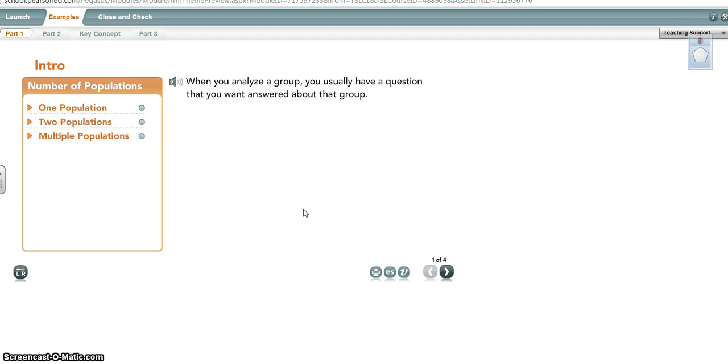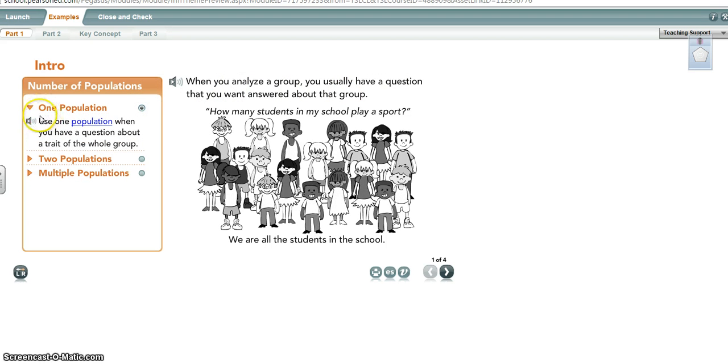This is lesson 15-2 and it covers multiple populations and inferences. When you analyze a group, you usually have a question that you want answered about that group. You use one population when you have a question about a trait of the whole group, like how many students in my school play a sport. They're all students at the school, and so you would be looking at the whole group as one big group, and you would ask everyone in that group.